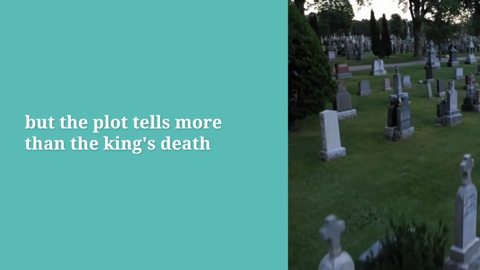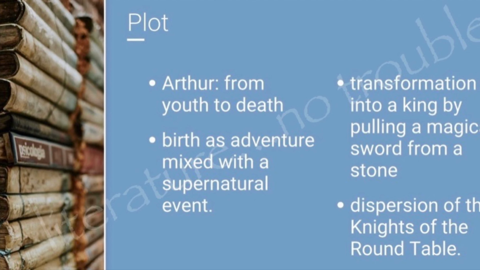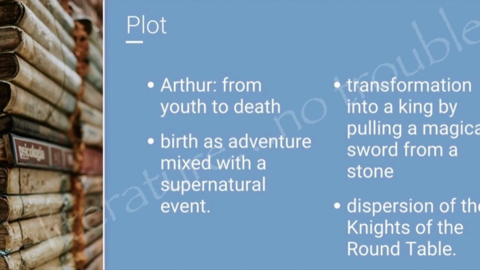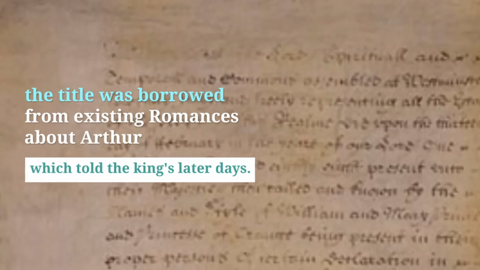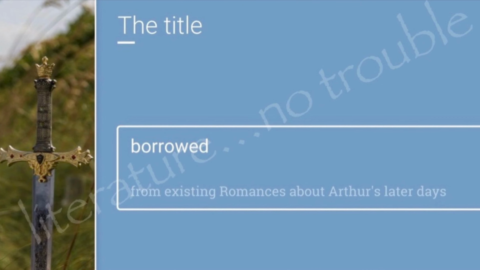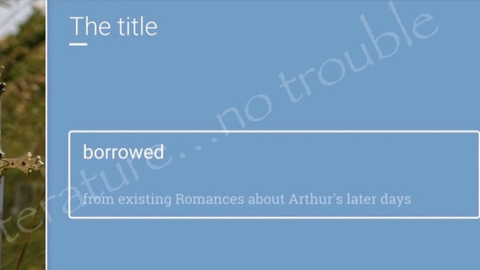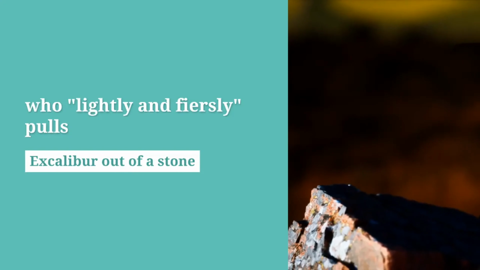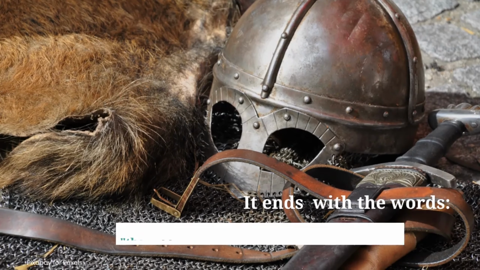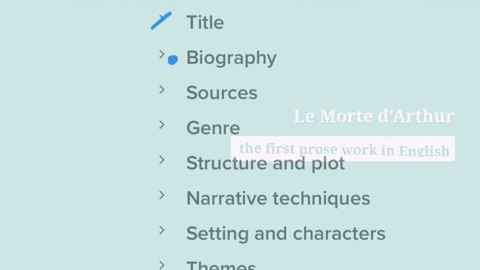So, according to the title, the narrative is about Arthur's death. Yet, as we will see in the section on structure and plot, it's about much more than simply the king's death. But why would Malory title his work this way? He most likely derived the title from previous Arthurian romances that recounted the king's final years. Malory's story opens optimistically with a youngster lightly and fiercely pulling Excalibur from a stone and ends with the words, "The glorious fellowship of the Round Table is broken forever."